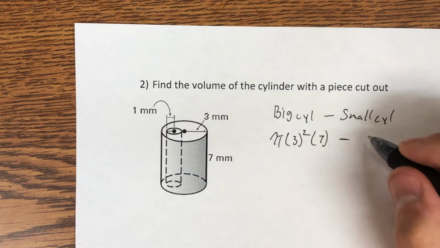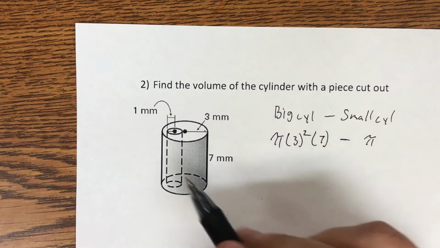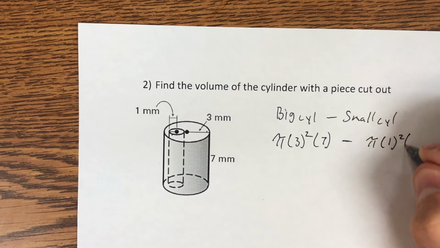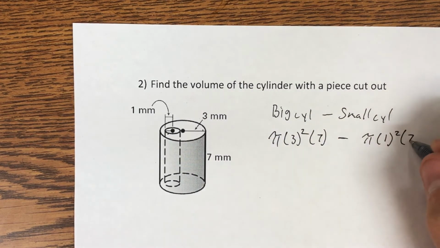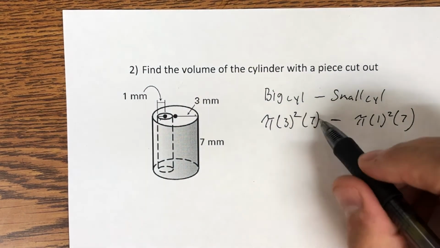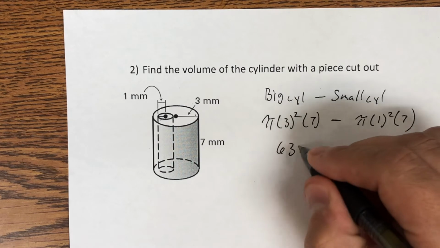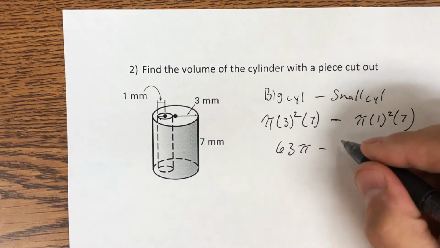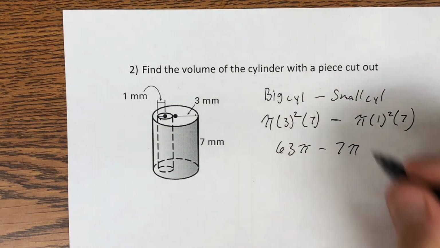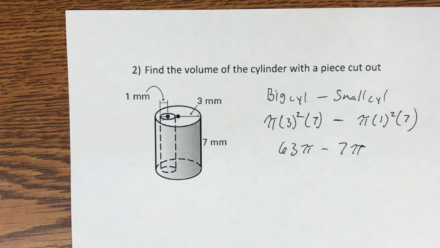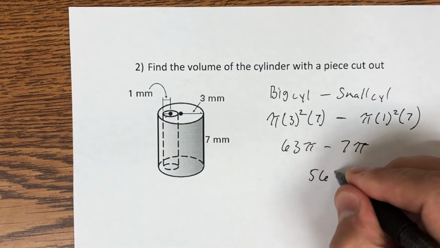Minus the small one, pi. Radius squared, radius of the small one's 1. Times the height of that one's also 7. So when we simplify this down, 3 squared is 9. 9 times 7 is 63, so 63 pi minus 1 squared is 1 times 7, 7 pi. Now you could type it into your calculator just like that, but those are also like terms, so I could combine them. And when I do, I get 56 pi.